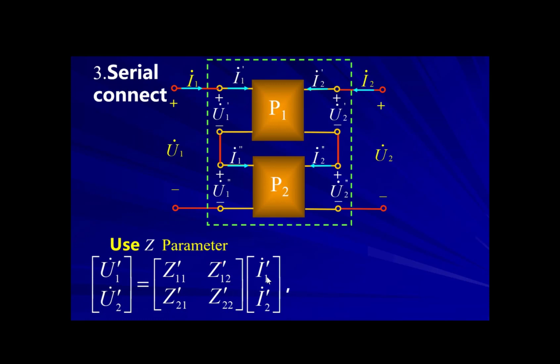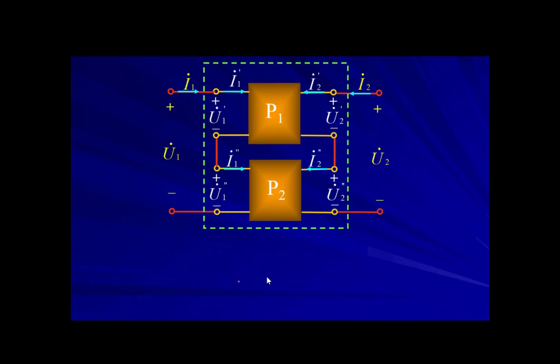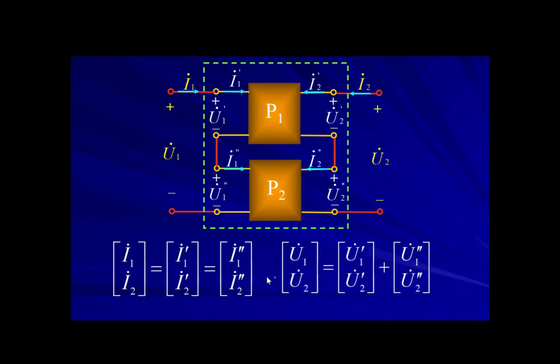When serial connect, we use Z parameter to express. Use Z parameter. Z1, Z sharp 2. Use this I1 to express this U1 sharp. Use this I1 to express the U1 sharp 2. When serial connect, the current, this current, will equal to this current. Equal. And the voltage, the total voltage will be the sum together. The current is the same. The voltage will be the sum together.